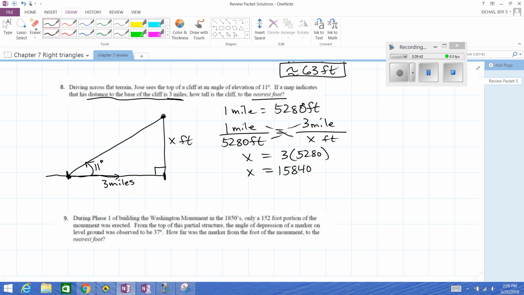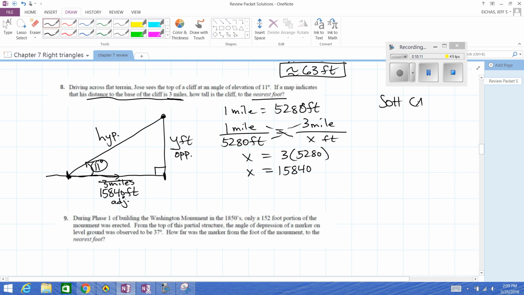Oh, wait a minute. Let's not use x. You know what? We'll call that y. We'll change that to y. All right, now I want y feet. Change this to 15,840. And then this leg compared to this angle, this leg is touching, so adjacent. That leg's across, so it's opposite. And of course, this is the hypotenuse.